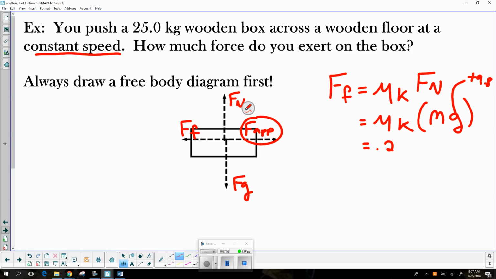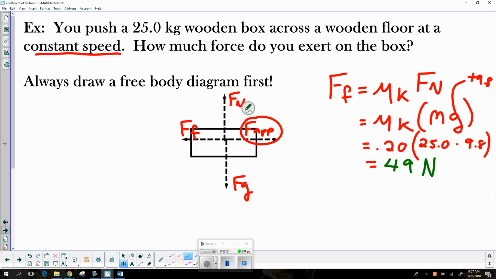So I go 0.20 times 25 times positive 9.8. And what I can do here is multiply it out and figure out what my frictional force is. And I will receive a value of 49 newtons. So what I need to know here about frictional force is this is just the magnitude.